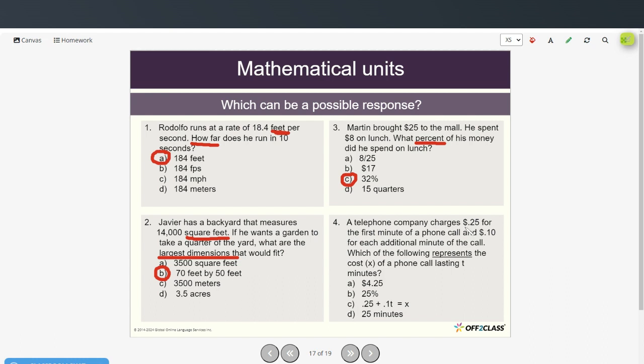And a telephone company charges 25 cents for the first minute of a phone call and 10 cents for each additional minute of the call. Which of the following represents the cost X of a call lasting T minutes? So here the representation would have to be the equation or the formula, so that would have to be C.